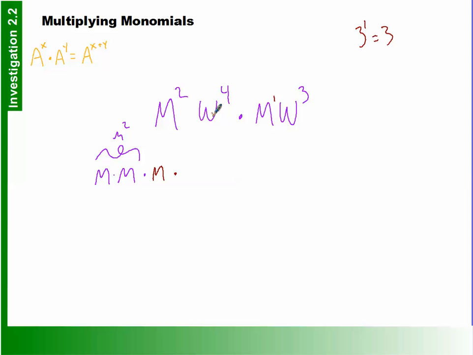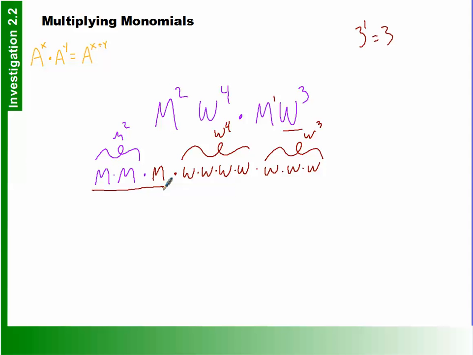Well, what's another way of saying w to the fourth? W times w times w times w. 1, 2, 3, 4. All right, so this here is w to the fourth. What's another way of saying w to the third? W times w times w. So here's w to the third. So how many m's do I have in total? I have m to the third power.